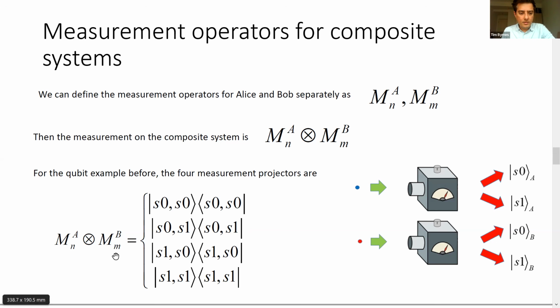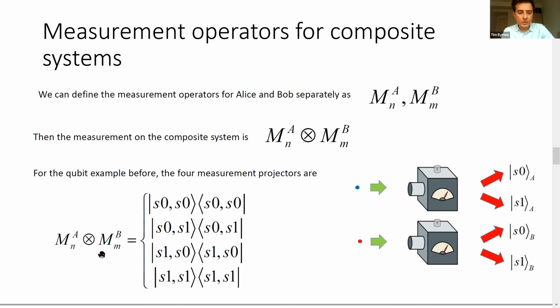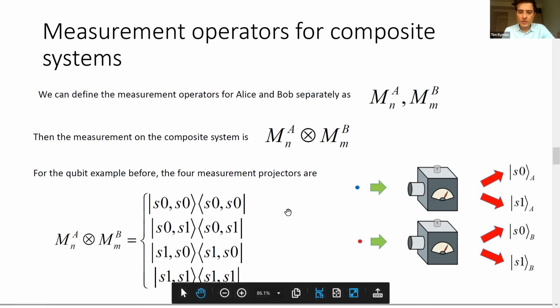And yeah, so for example, you could write out the 4 different possible projectors that you can have according to these different labels N and M, and they would look like this.